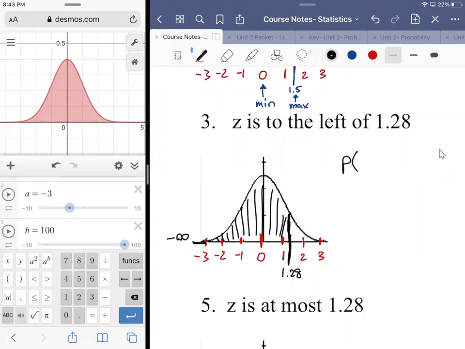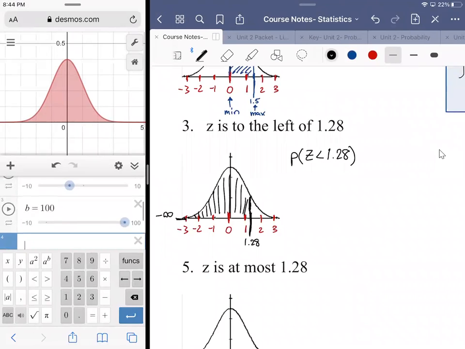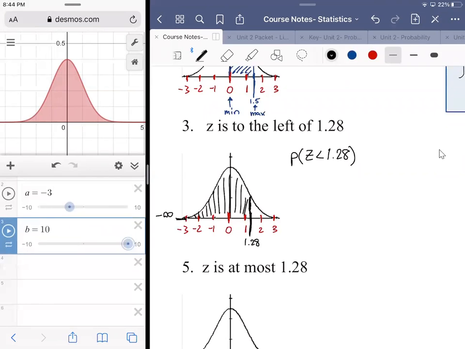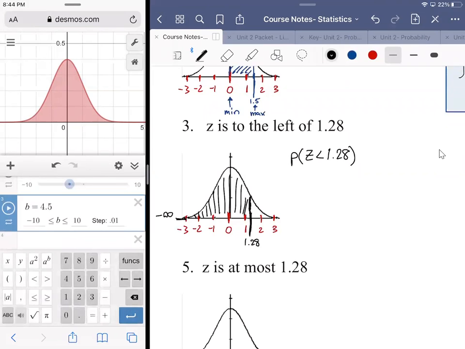So that's the probability that Z is less than 1.28. So I would slide, and again, I'm just going to go back to the default settings here. I'm going to make this -10 to 10. So my high value is 1.28. It's only going in nearest tenth, so I'll just type it in.